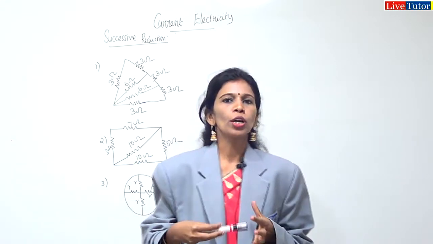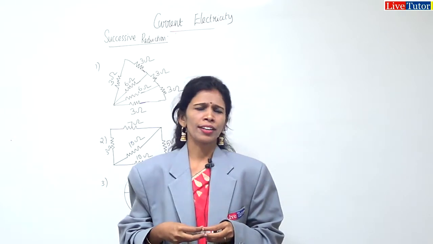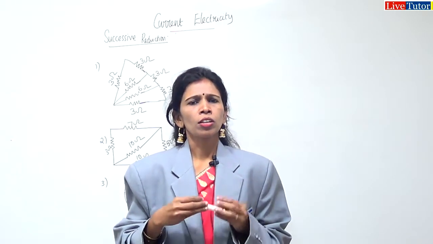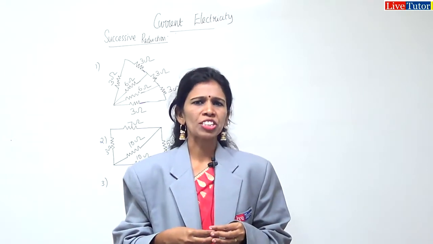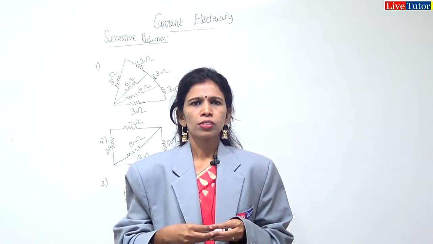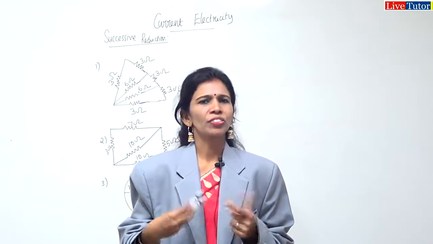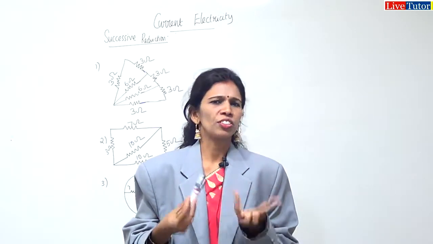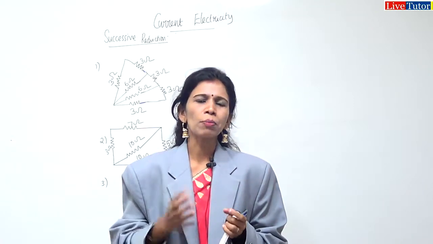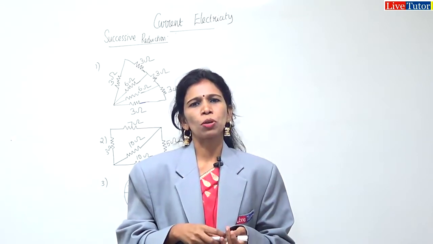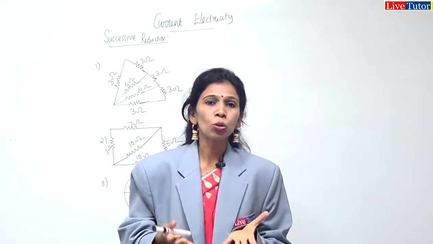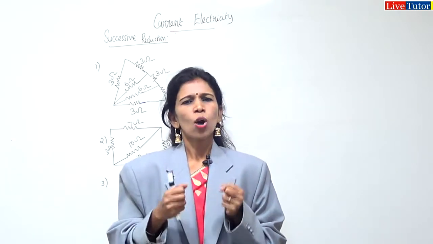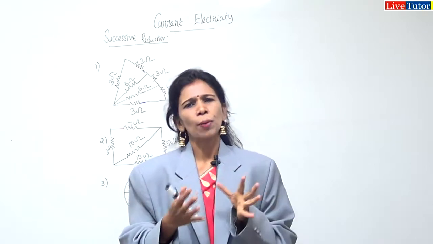The topic we are going to discuss now is current electricity. In current electricity, most of the problems are related to circuits. Circuits, in the sense, are only about resistors. I think you are all familiar with resistors. But the only problem in solving resistor problems is that you may not know whether they are connected in series or parallel. How to identify series or parallel?